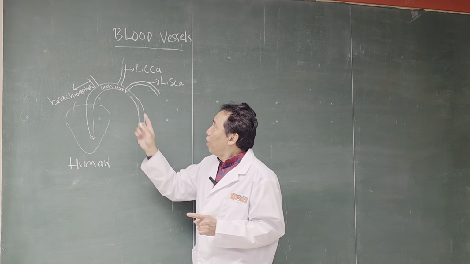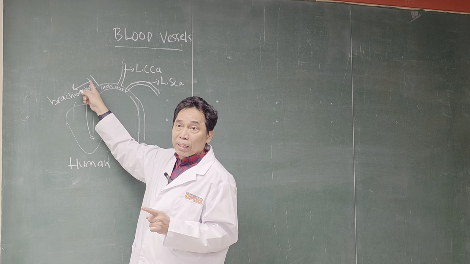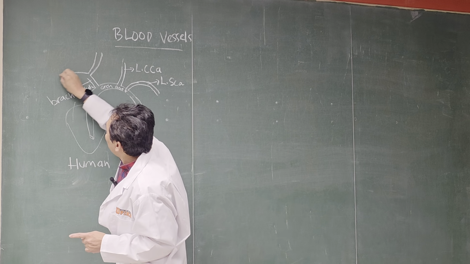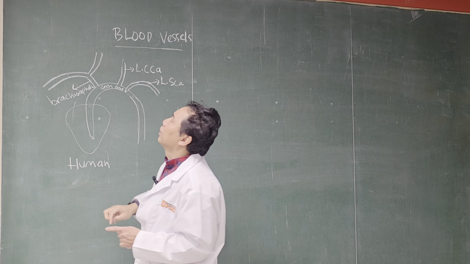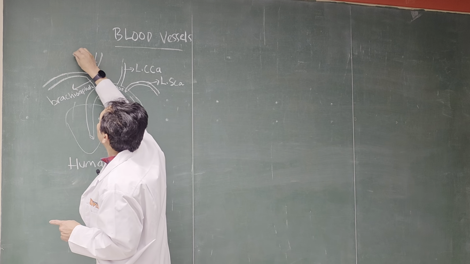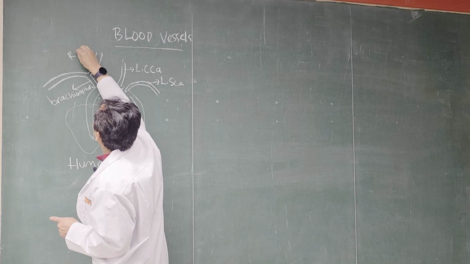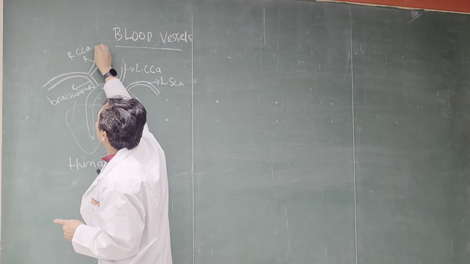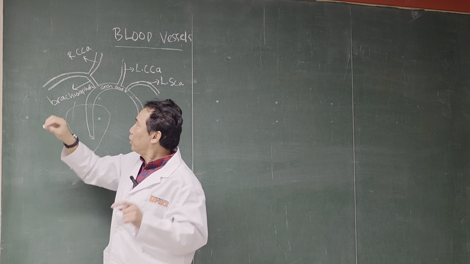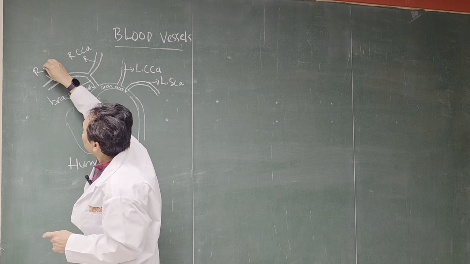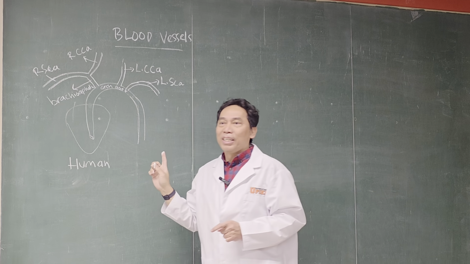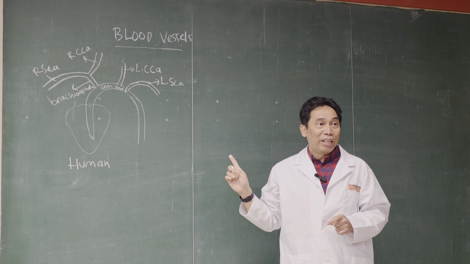Okay. Now, over here, the brachiocephalic artery will also branch into two arteries. The one going up to the brain is going to be the right common carotid artery. And then the one that goes to our arms is going to be the right subclavian artery. This is in human.